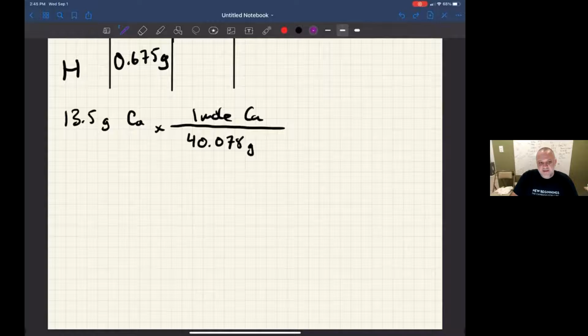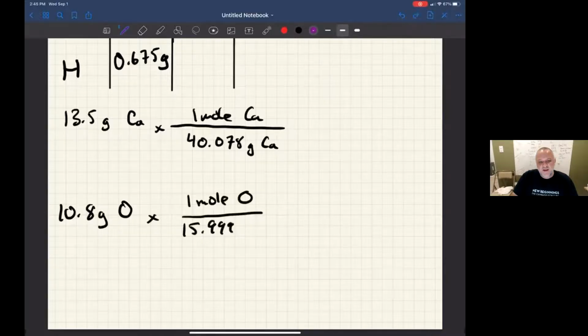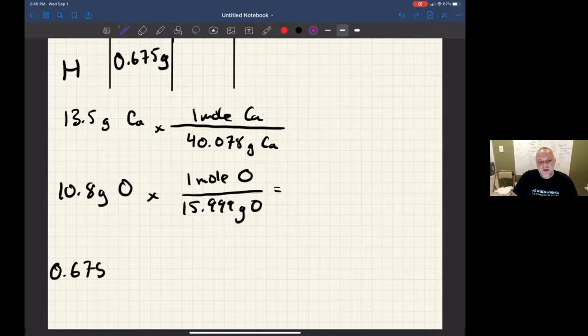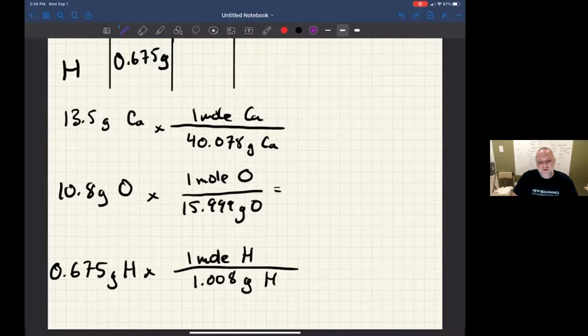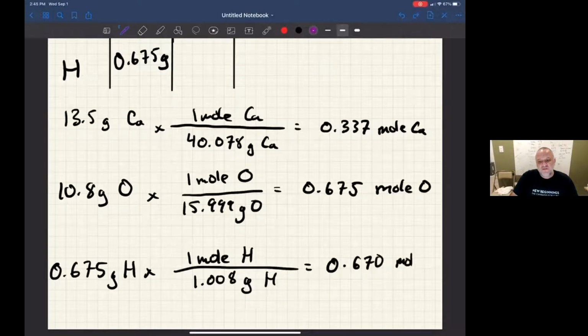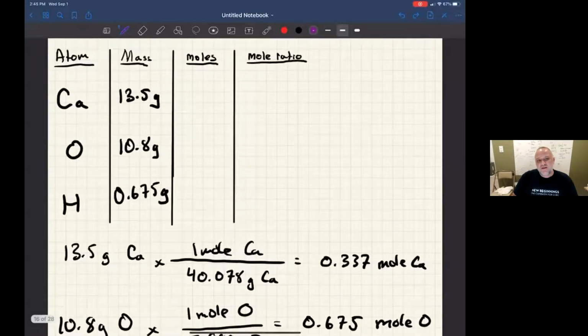So I'm going to look at the periodic table, get the molar mass of calcium, take 13.5 divided by that molar mass, and I'm going to do the same thing with oxygen, 10.8 grams divided by 15.999 grams, and the same thing with hydrogen, 0.675 grams divided by 1.008 grams. Then when I put them into my calculator, I get 0.337 moles for calcium, 0.675 moles for oxygen, and 0.670 moles for hydrogen. Now I'm going to take those values and put them into my chart just so that I can keep track of things.